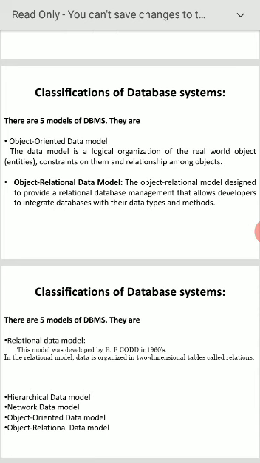Next, we will pass on to the object relational data model. The object relational model is designed to provide a relational database management system that allows developers to integrate databases with their own data types and methods. There you have to specify the data types as well as methods for databases. It is essentially a relational model that allows users to integrate object-oriented features into it.